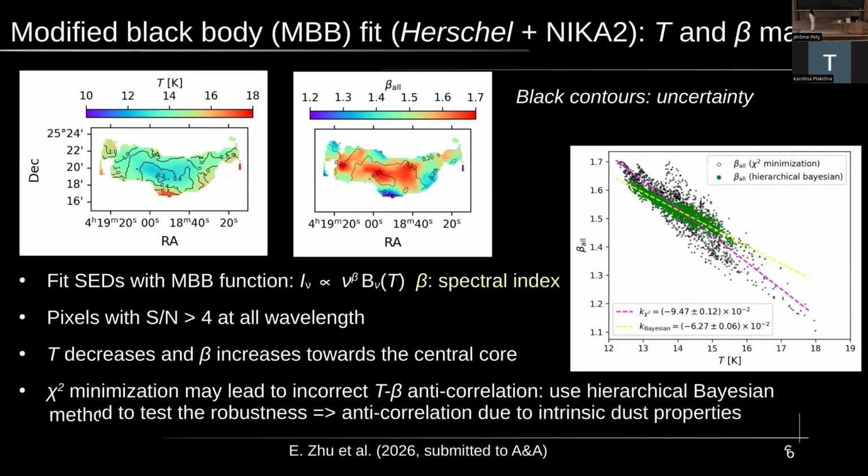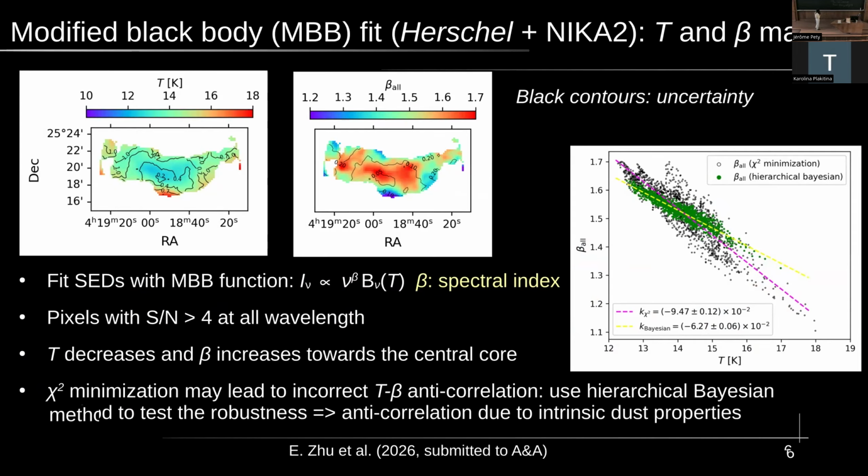So now I present the result of the modified blackbody fits. To do these MBB fits, I fit the SED of each pixel with the MBB function, where intensity is assumed to be proportional to frequency to the power of beta times the blackbody function, where beta is the important dust spectral index. And we only looked at pixels with signal-to-noise ratio larger than 4 at all wavelengths.